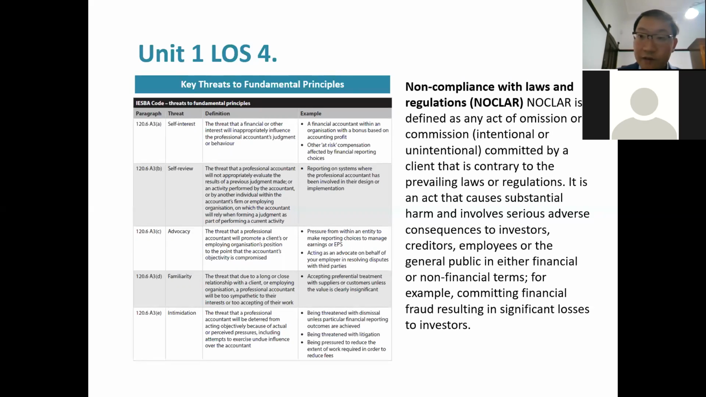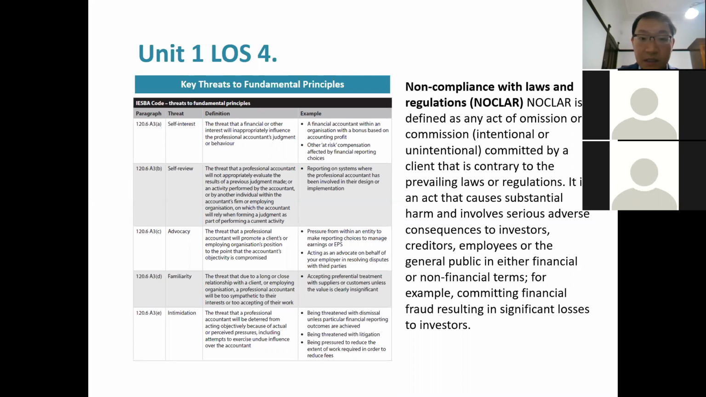A familiarity threat is this close relationship or close business dealings with a client. When you become too close to your client, you often become sympathetic, you understand them. That's why a key part of, especially if you work in a chartered accountant firm, is that there's going to be rotations across different auditing and advisory services, so that you mitigate and minimize this familiarity threat.